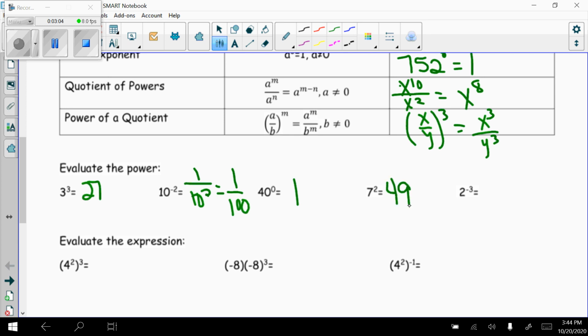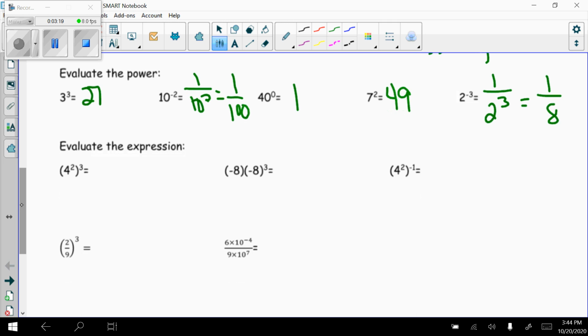2 to the negative 3 power, no negative exponents allowed, so to make it positive, I move it to the denominator, so it's 1 over 2 cubed. But then I can work that out. 2 cubed means 2 times 2 times 2, which is 8, so 1/8. Evaluate the expression. Remember, anytime we see the word evaluate, that means you're going to have a number as an answer. Okay, evaluate means numbers.